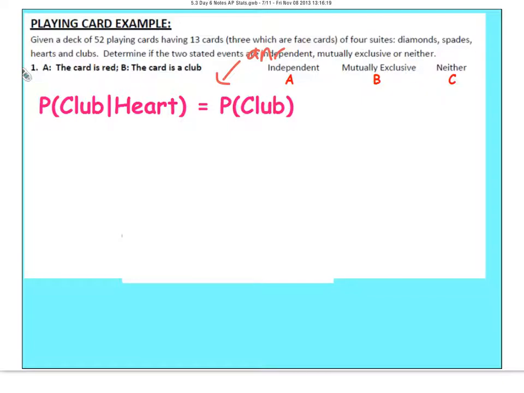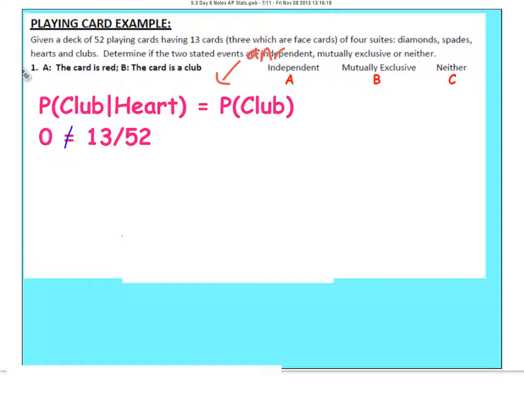Fine. What is the probability I get a club given I have a heart? Nothing. That can never happen. You can never get a club if you're just looking at hearts, so it's 0. Okay, what's the probability of a club? Well, the answer to that is 13 out of 52 is the probability of me actually getting a club. These two are not equal, so they are not independent of each other, so I know for sure it's not independent. Okay, are they mutually exclusive?